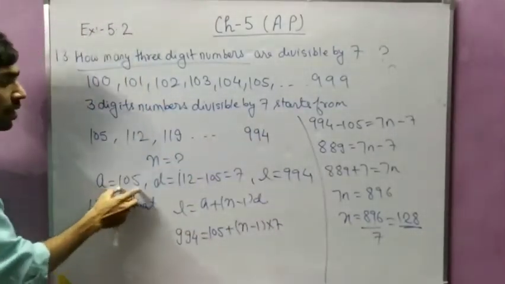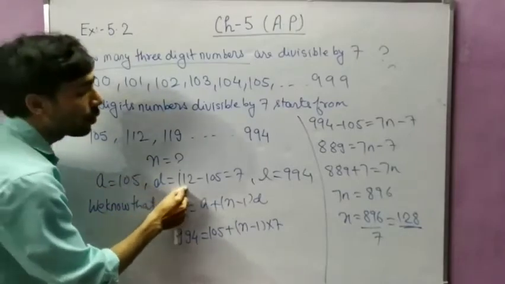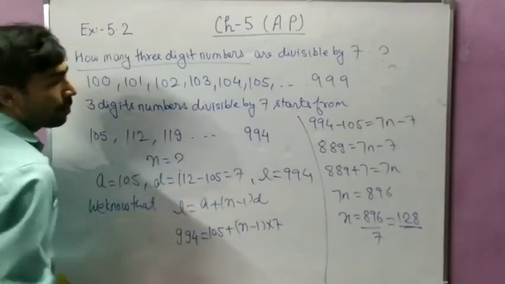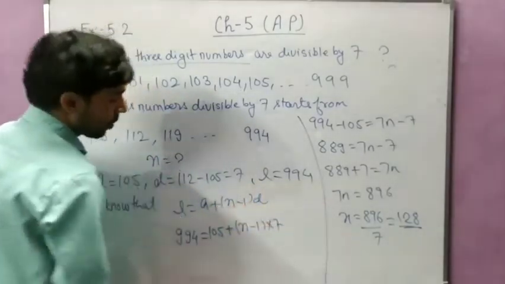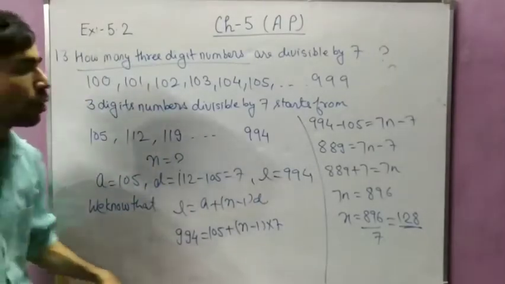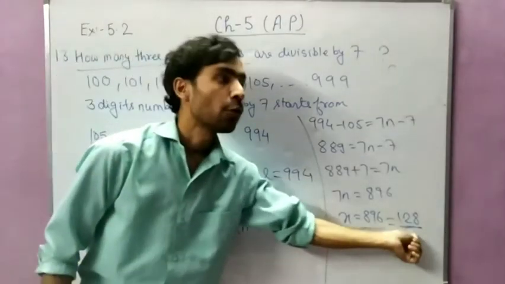So first term is 105. Common difference is 7, since 112 minus 105 is 7. Last term is 994. After putting all the values, I got the value of n, that is 128.